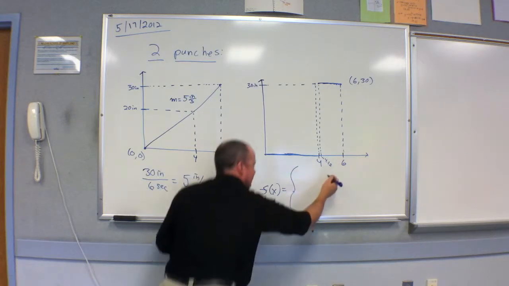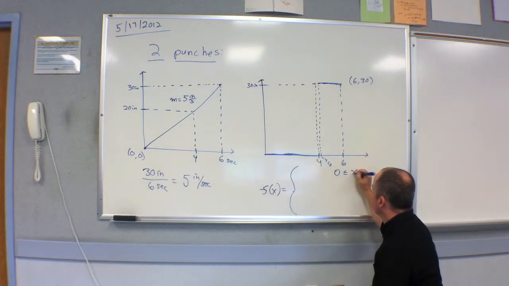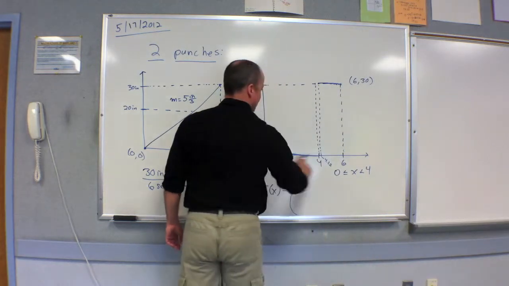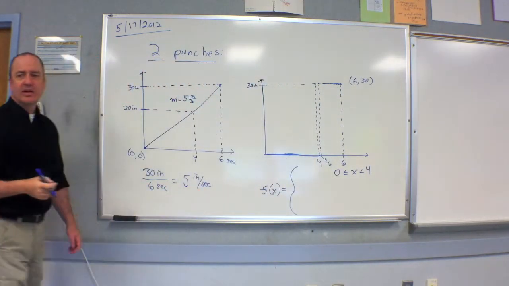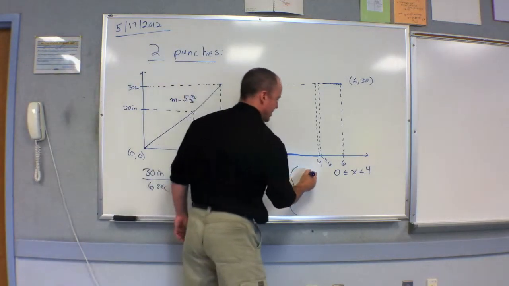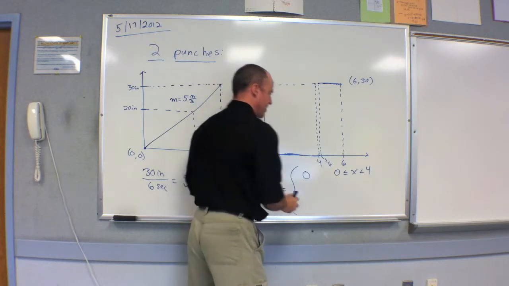From the time being 0 to 4 seconds, what describes what my hand was doing? How would I describe that? f of x equals 0. It'd just be 0. It's a horizontal line along the x-axis. There's nothing going on there.